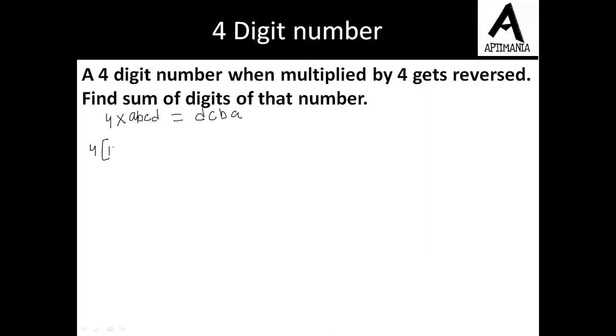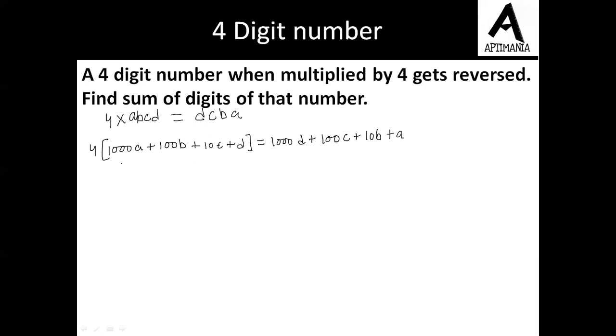So we will have 4 into (1000A + 100B + 10C + D). Since A is at the 1000 position, we'll write it as 1000A. B is at the 100 position, so 100B. Now C is at the 10th position, so 10C, and D at the 1st position, so simply D. And this must be equal to 1000 times D plus 100C plus 10B plus A. So we have written the number in expanded form.